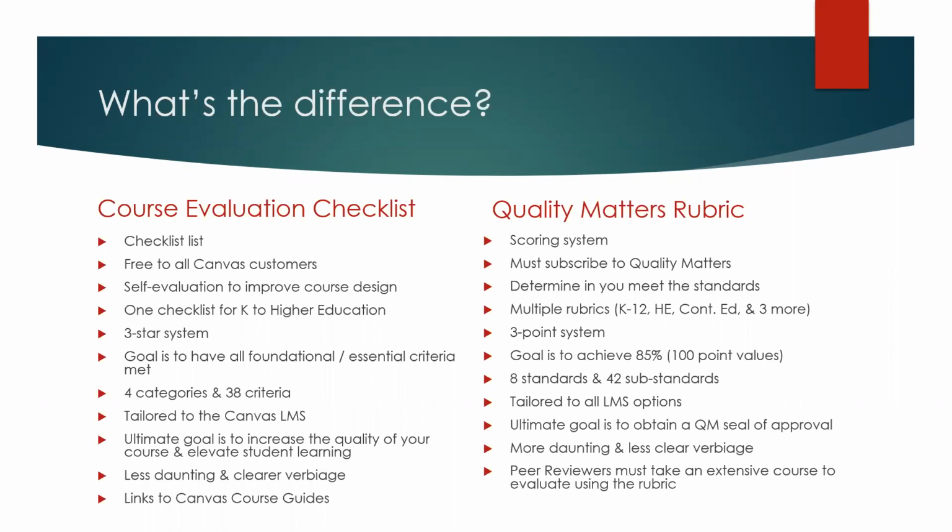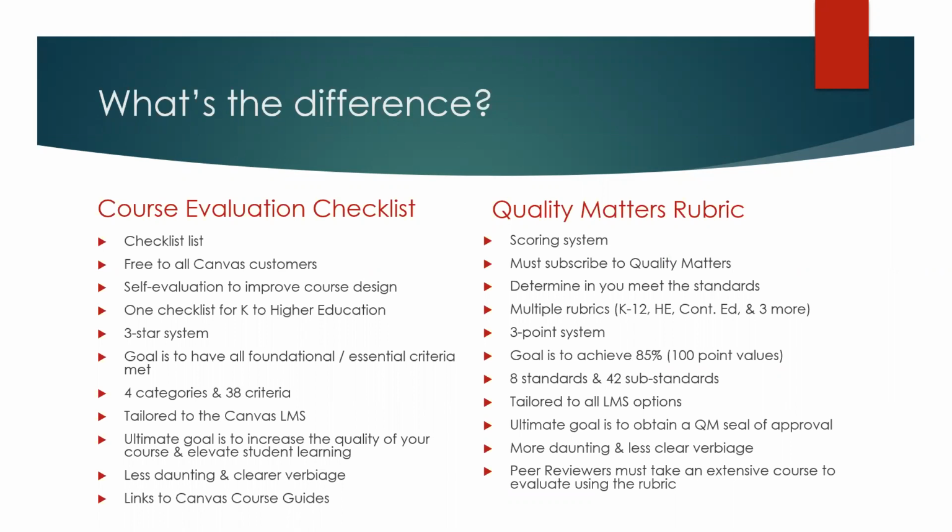The Canvas checklist is tailored to the Canvas LMS, while the Quality Matters rubric is tailored to all learning management systems. So the Canvas checklist will actually show you or link you to the guide on how to add something or change something within your course, where the Quality Matters rubric will tell you that you should do it, but it can't tell you how to do it because it caters to all the learning management systems.